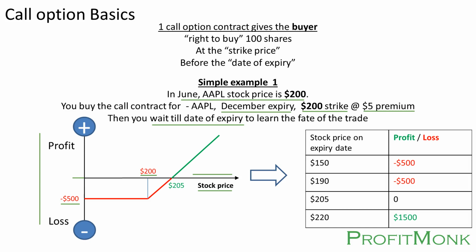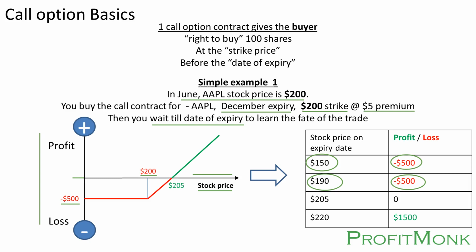This is also clear in the table. If you look at the table here, you see if the stock price on the expiry date is $150, you lose $500. If the stock price is $190, you still lose $500. So anytime the stock price ends up less than $200, and because that was your strike here, you lose $500.